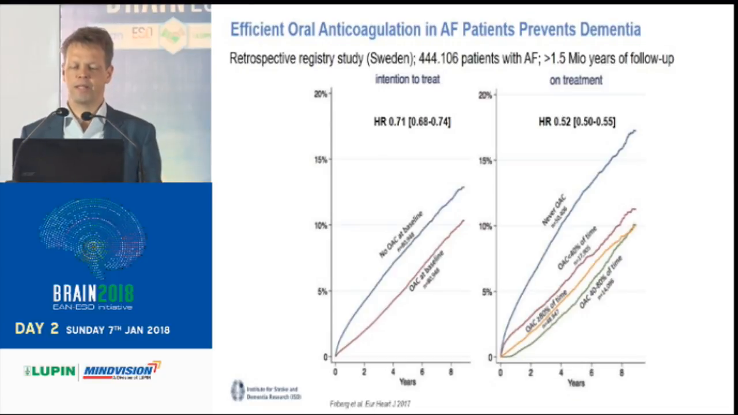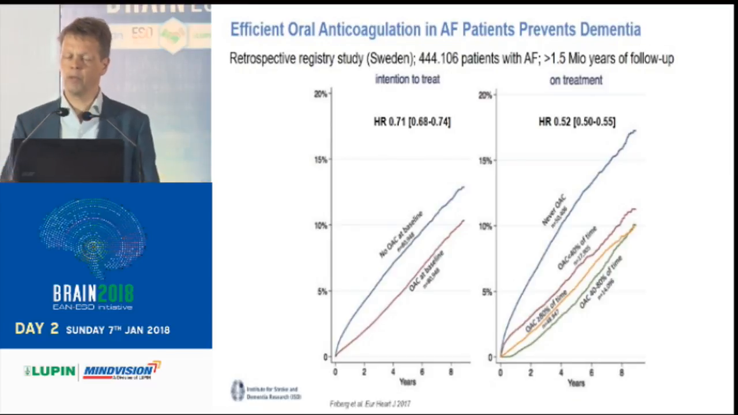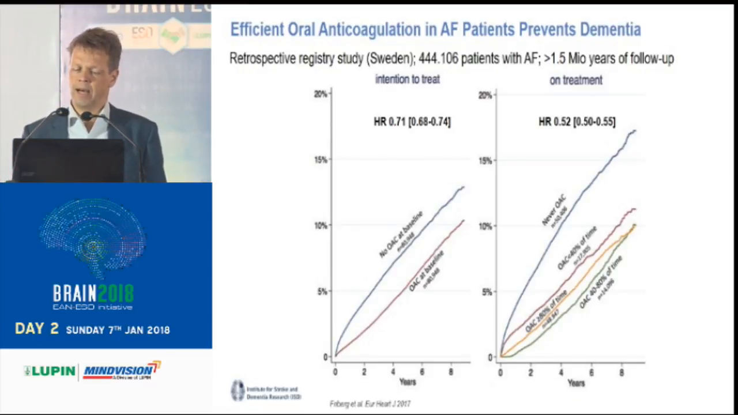Again, this is from a series of 444,000 individuals from Sweden. It's a retrospective registry study from the Garfield Registry, and includes data on a total of 1.5 million years of follow-up. What they did is they looked at the efficacy of oral anticoagulation in preventing incident dementia in this huge cohort of patients. And what they found is that the hazard ratio of dementia is substantially reduced in patients with atrial fibrillation if you treat them consistently with oral anticoagulants.